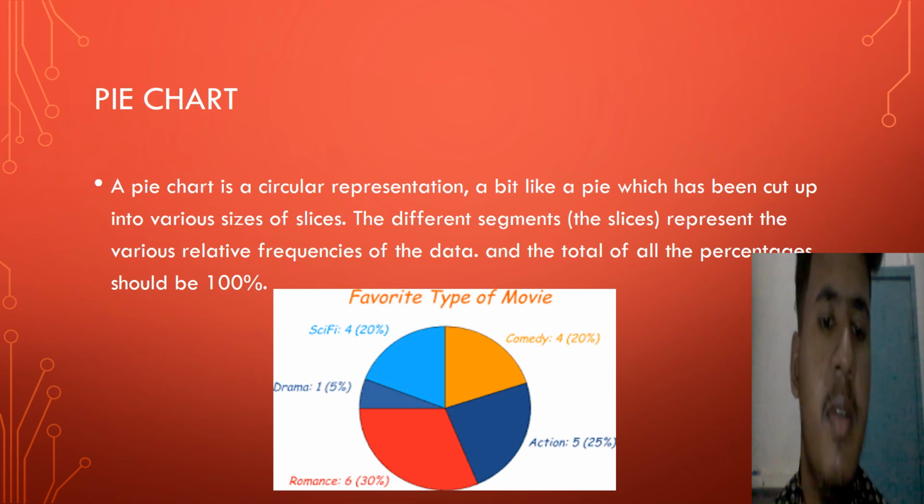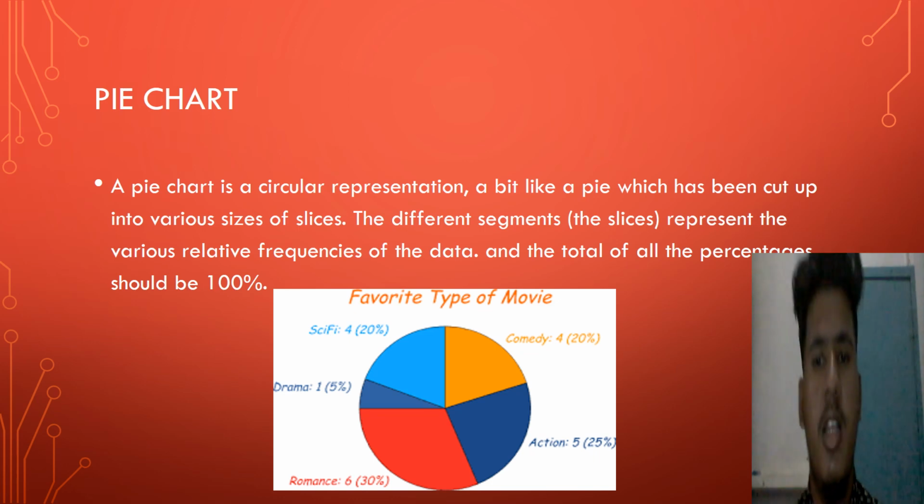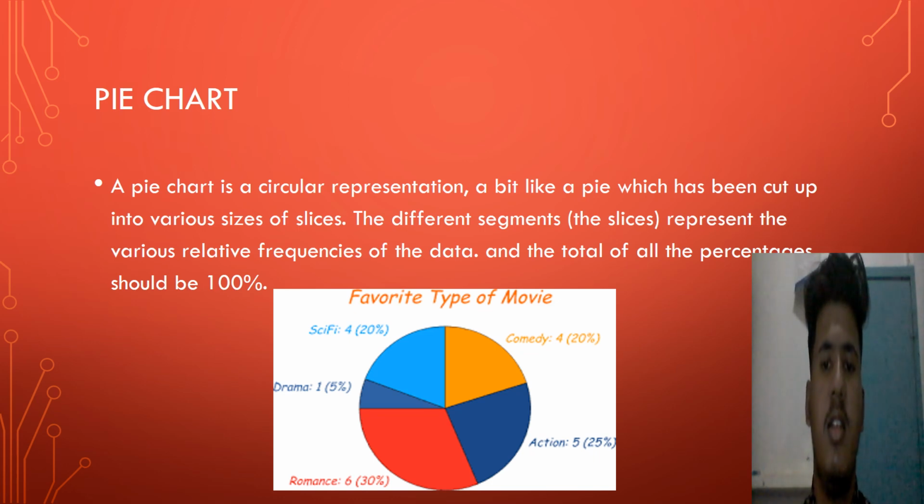Next form of data representation is the pie chart. A pie chart is a circular representation a bit like a pie, which has been cut up into various sizes of slices. The slices represent the various relative frequencies of the data, and the total of the percentages should be 100%, which means when you add all the parts in the pie chart, it should be equal to 100%.